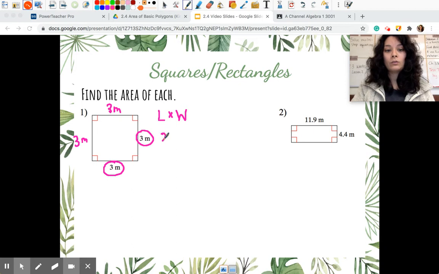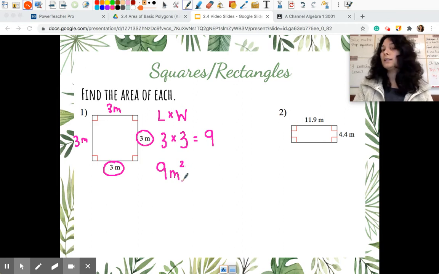So I'm going to do 3 times 3 because both my length and width are the same. If I multiply those together, I'm going to get 9. And last but not least, because the shape was given units, I want to put units. And I square my units. I put a little exponent of 2 attached to my meters. The exponent is on the unit, not the number 9. Here's my final answer.